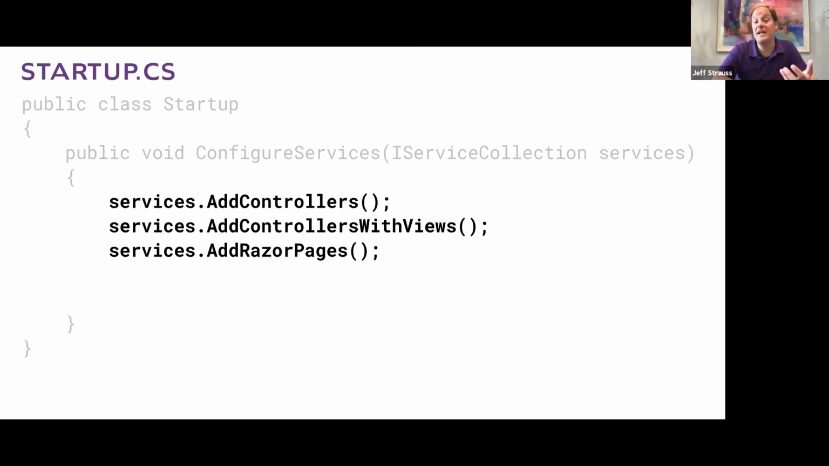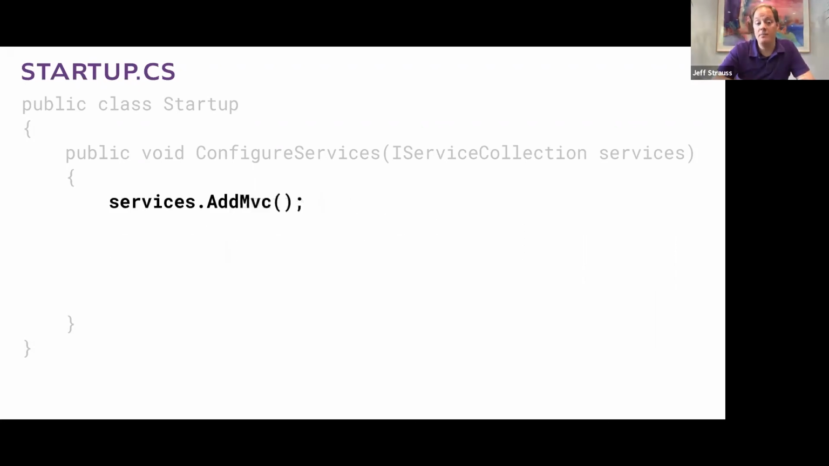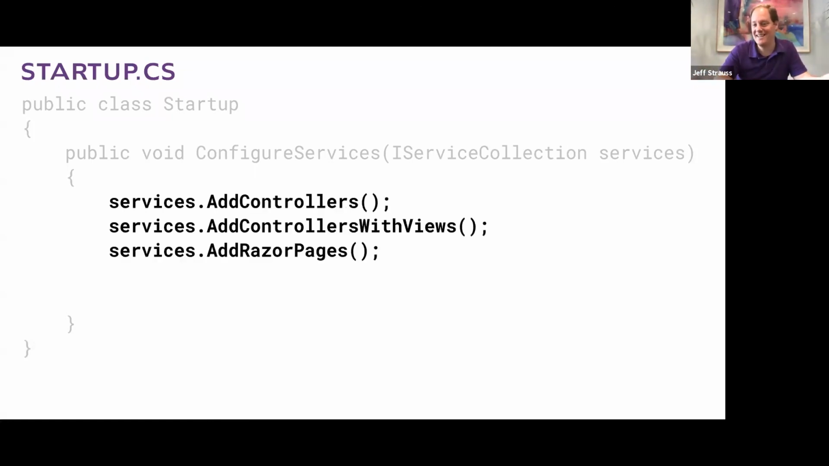Another example of this is some of the stuff you get with MVC. You can do services.AddControllers, AddRazorPages, AddControllersWithViews, or if you want all of it, AddMvc. Now, AddMvc, before ASP.NET Core 3, was your only choice. These guys didn't exist in ASP.NET Core 2. But they're the preferred approach now because it breaks it down a little bit more. If you combine AddRazorPages and AddControllersWithViews, you end up basically with AddMvc.